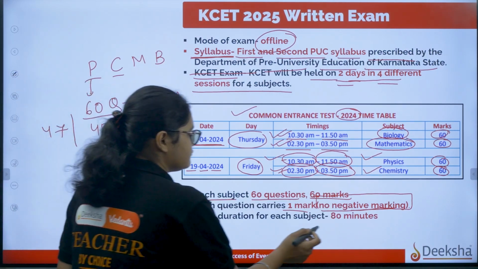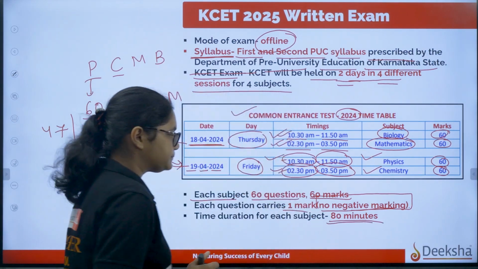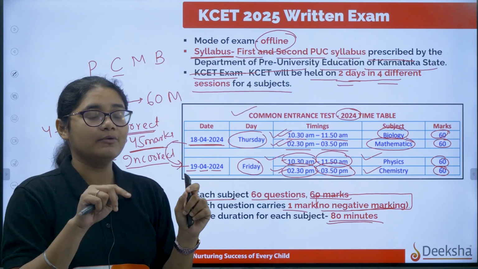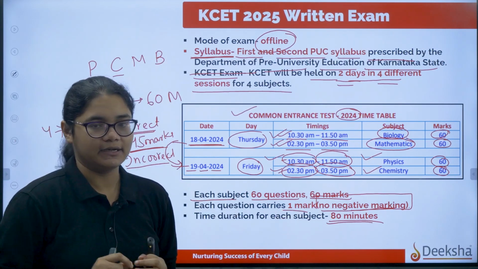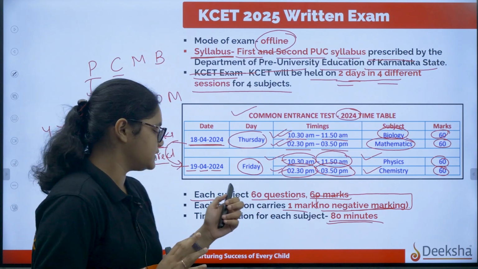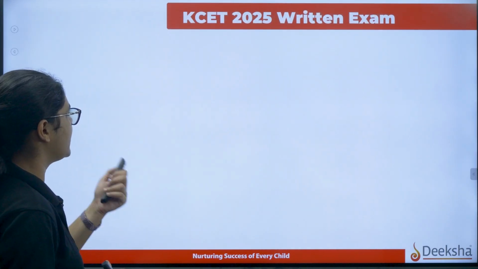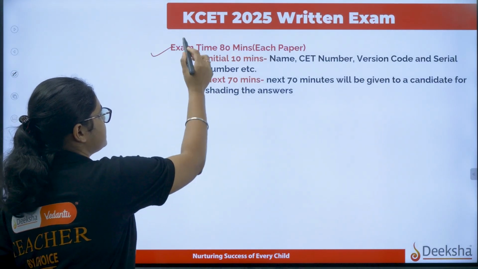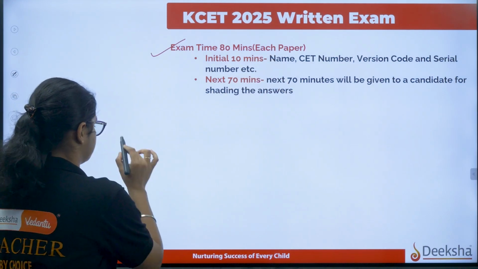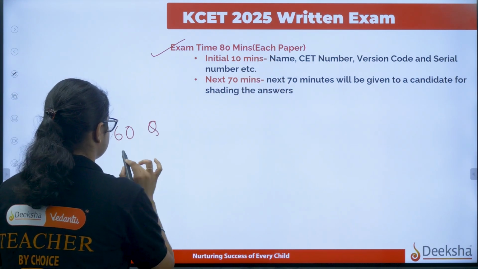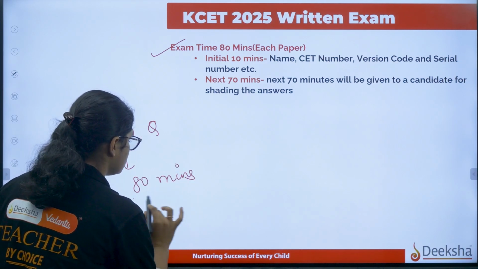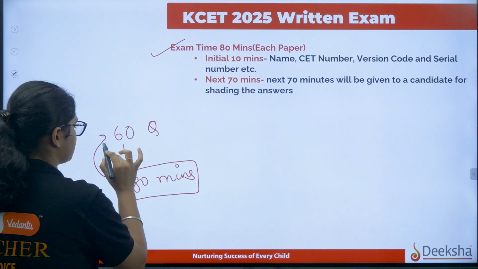Next, the time duration for each subject is 80 minutes. So for each paper, in each session, you will be getting exactly 80 minutes. Now we'll be seeing how this 80 minutes is distributed. I told you for each paper there is 80 minutes, and there are 60 questions, right? But all these 80 minutes are not for solving the questions.